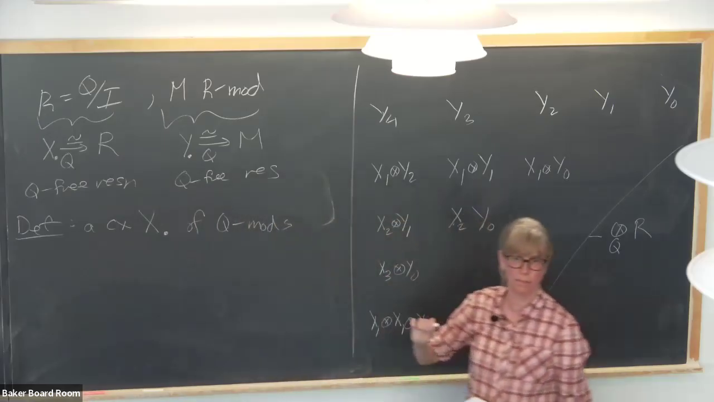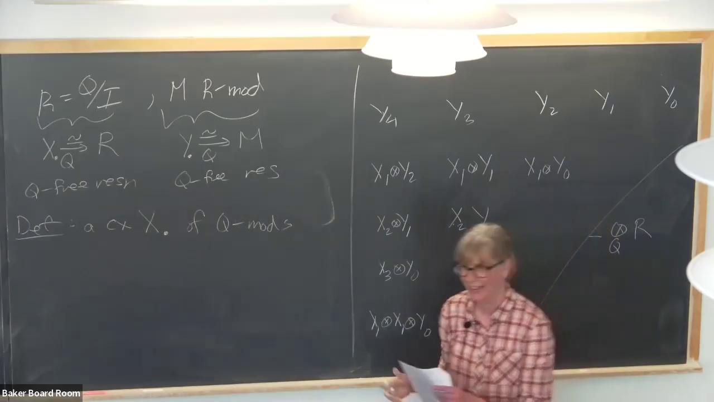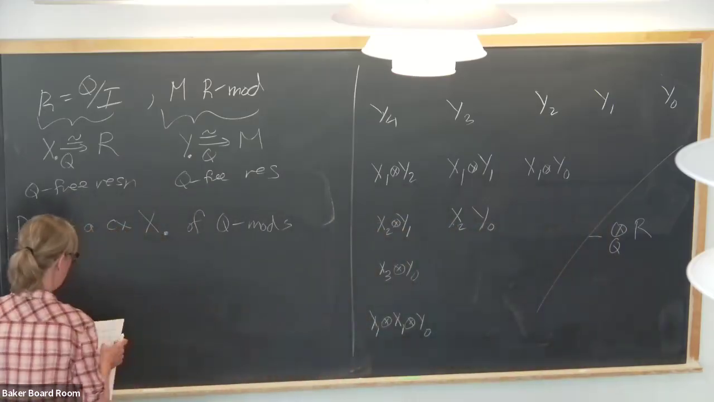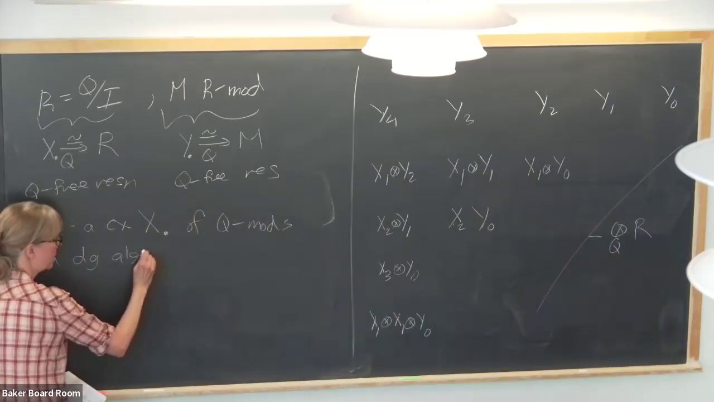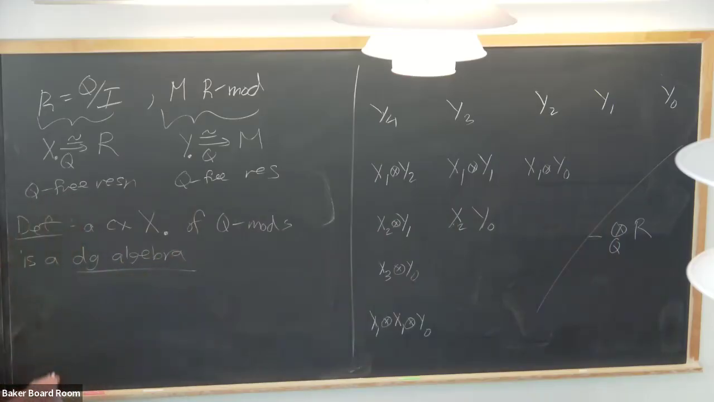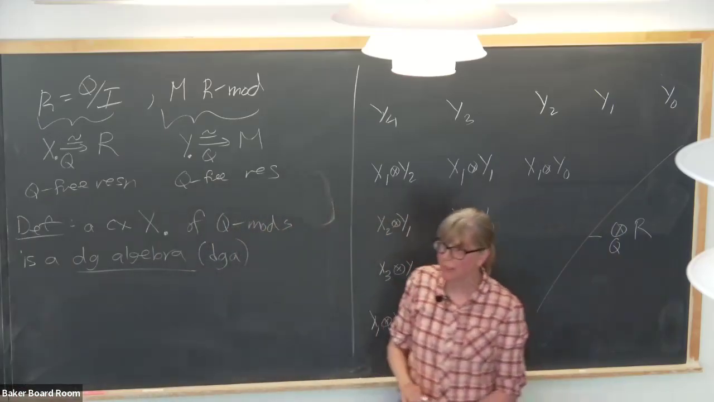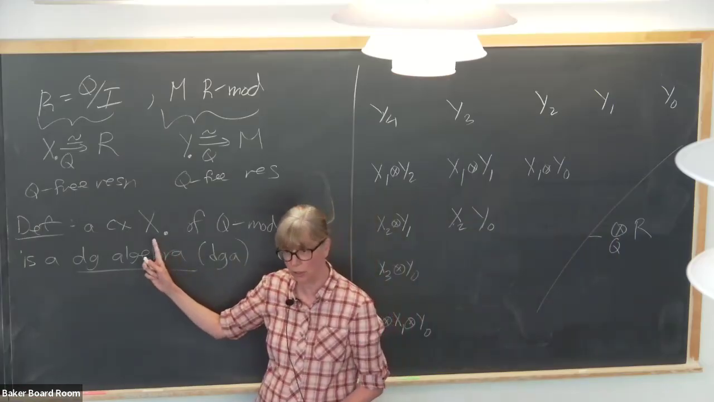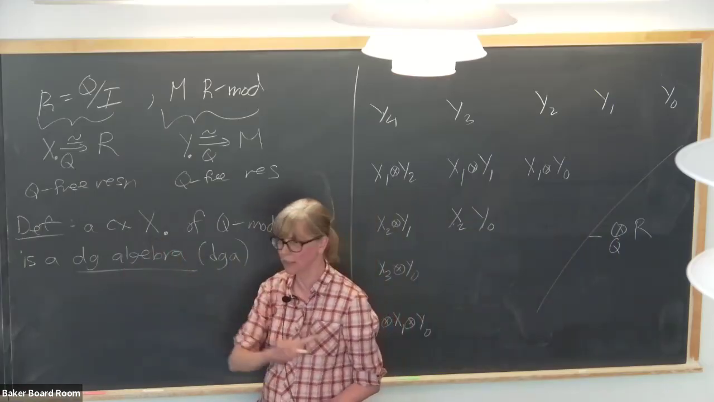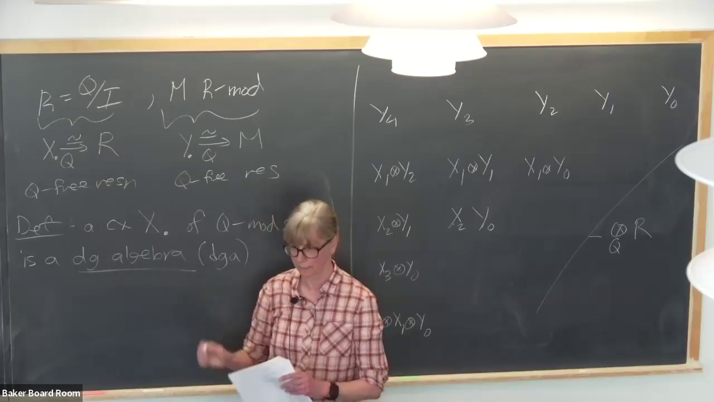Also, please stop me whenever you have a question. You might have to shout to stop me. Okay. A complex of Q modules is a DG algebra, which we can abbreviate DGA. And the DG stands for differential because it's a complex and it has an internal differential, and algebra because I'm going to tell you how to multiply it. So it's a differential graded algebra.